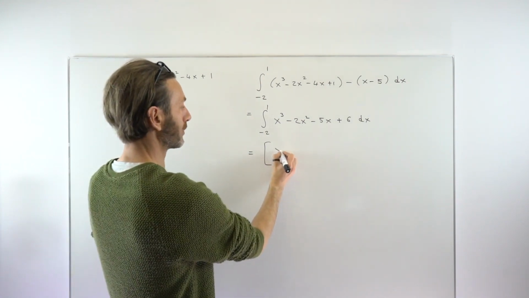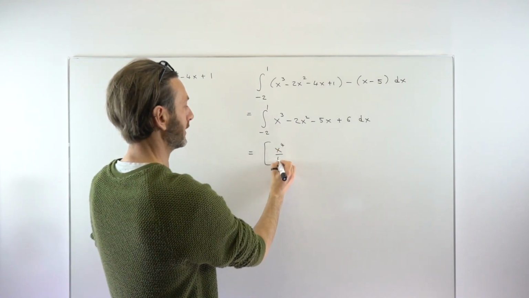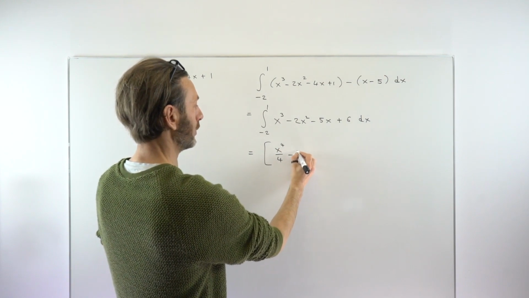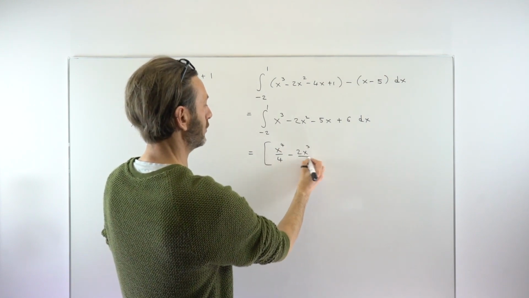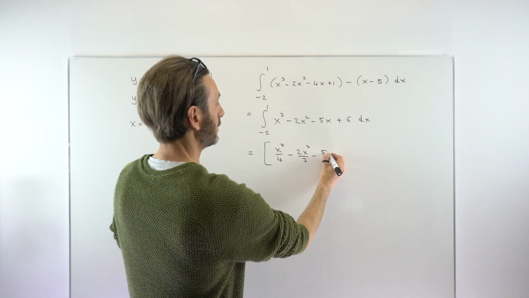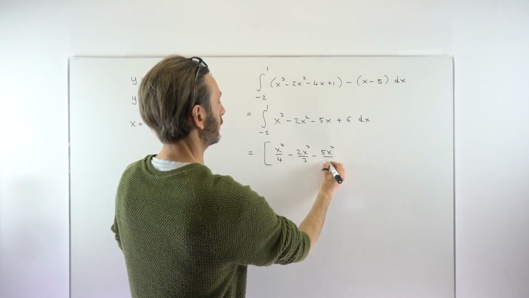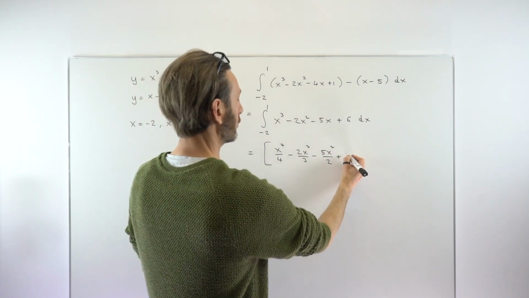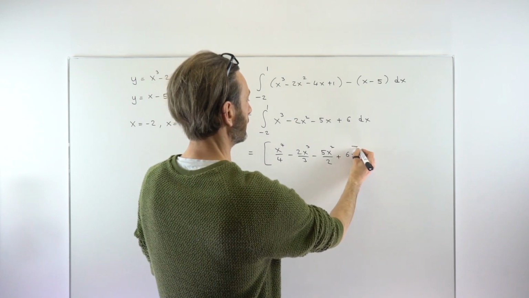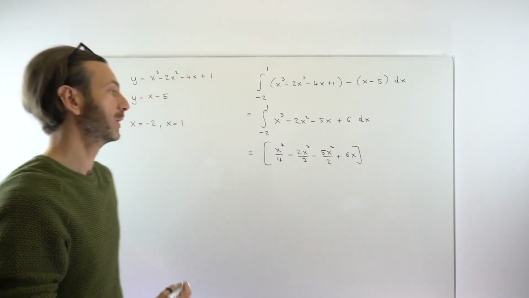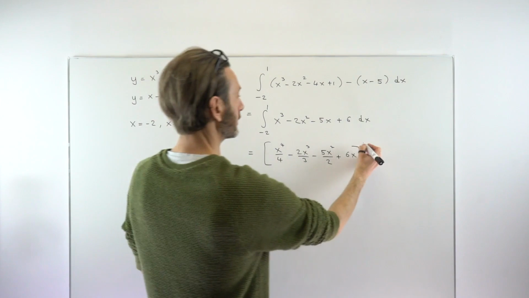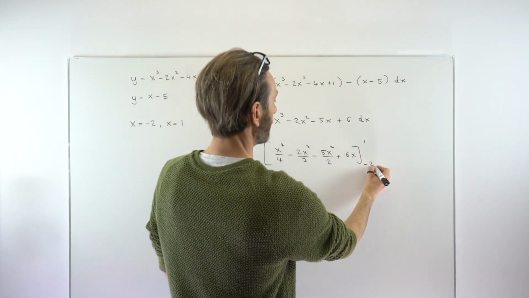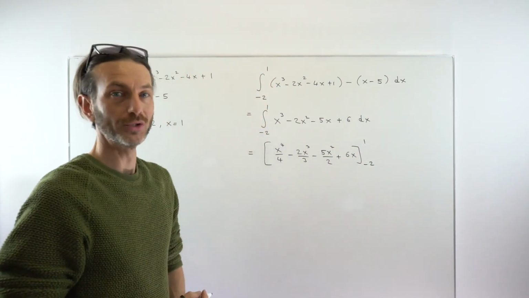So just a normal power rule, so increasing the power by 1, dividing by the new power. Second one will be 2x cubed over 3. Next one will be 5x squared over 2. And then the 6, remember, a constant integrates to the constant times x, so 6x for that one. And then just moving our limits over to the right-hand side. So you would get another mark for correctly integrating.